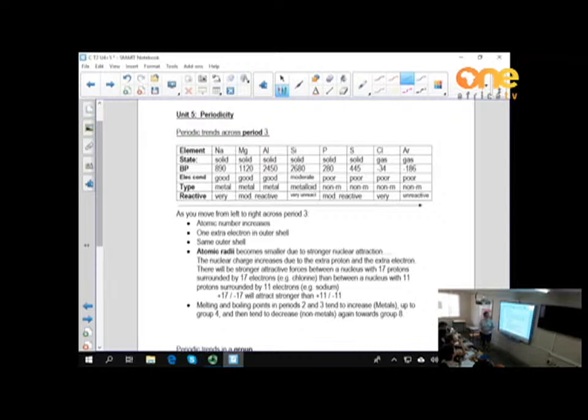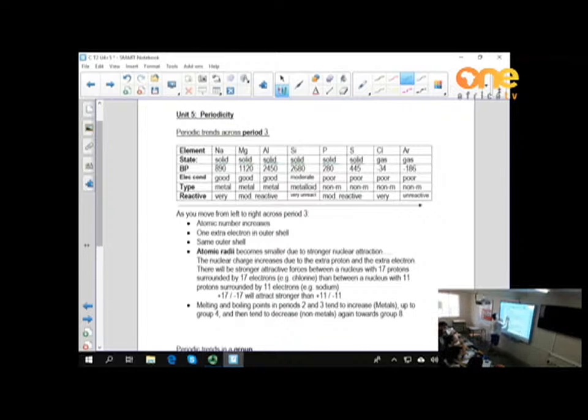Okay, here we have a table with the elements of period 3. Here we have a periodic table. Which elements lie in period 3? Sodium, magnesium, aluminium, silicon, phosphorus, sulfur, chlorine, and argon. All right. And now what they've gone and listed is the phase: solids, gas, gas. All right. Boiling point.